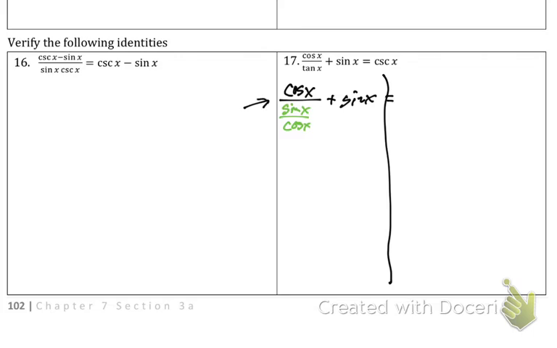So if I was to use keep, change, flip on this, I'd have cosine x. I'll turn that into over 1 times, flip the bottom one, cosine x over sine x. Well, that's just cosine squared over sine x plus sine x. Didn't get me very far. Kind of looks pretty much the same.